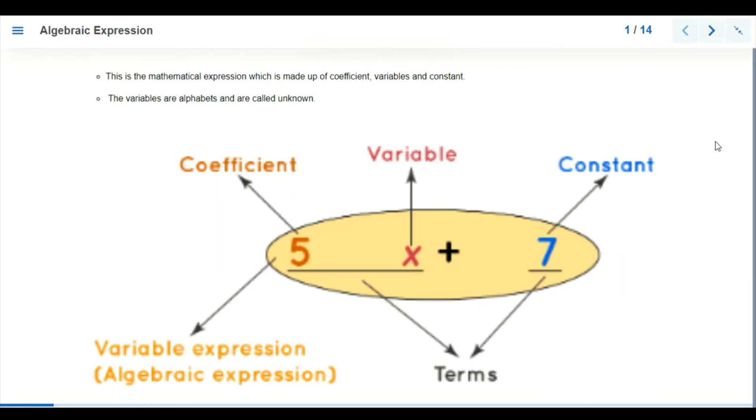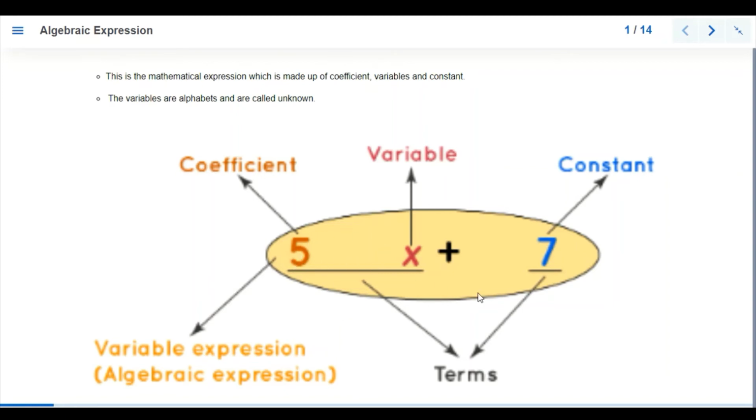Hello, students. Again, we're going to be looking at another topic in mathematics, which is algebraic expression and manipulation. We are talking about algebraic expression. We are trying to bring in an equation with a variable, which is referred to as the unknown, and basically we represent that variable with x. And what we are basically doing under that is solving for the unknown variable, which is x. This is a mathematical expression which is made up of coefficients, variables, and constants, as we have seen in this picture. The variables are alphabets and are called unknown.